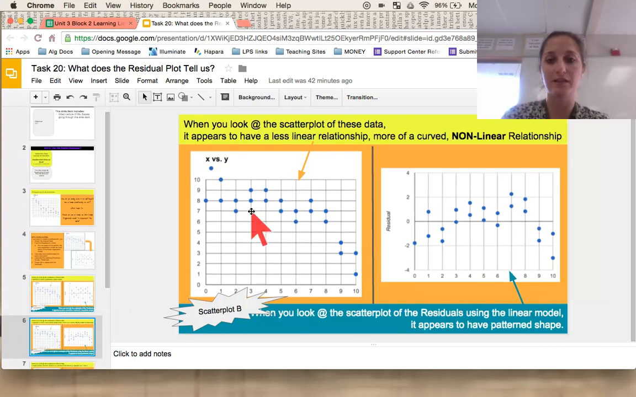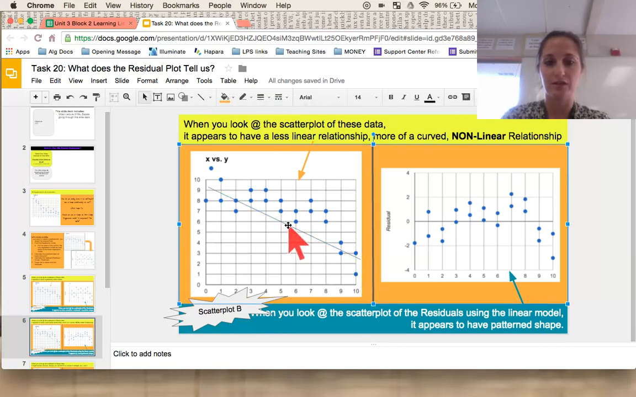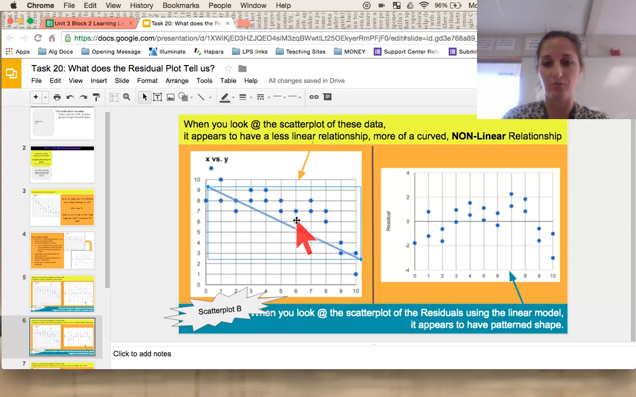When you look at these data, it appears to have a nonlinear relationship. So this one has a little bit more of a curve, right? Generally speaking, this follows a curve. So if I were to draw the linear model, which might be something like that, the question is, does this model actually help predict these data? Well, if you calculate the residuals, you'll take a look at the scatter plot, and it has a little bit more of a pattern. It kind of curves itself also.